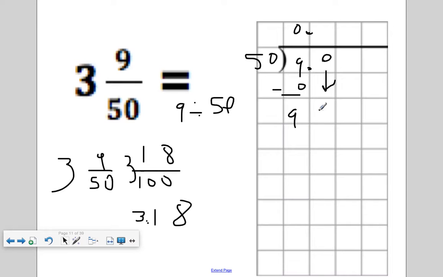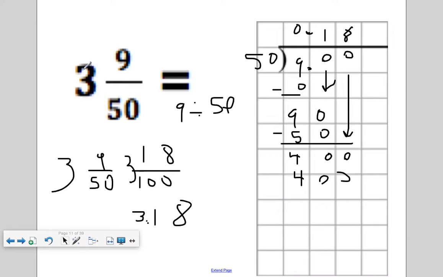I forget it myself. How many groups of 50 go into 90? Well, of course, only one group, because 2 groups is 100. That's too big. 40. How do I get rid of this 40? Add another 0. Bring it down. How many groups of 50 go into 400? 50, 100, 150, 200, 250, 300, 350, 400. 8 groups. Hey, I see the decimal of 0.18. But what's the whole number? So it's 3 plus 0.18, which is equal to 3 and 18 hundredths. It's equivalent to 3 and 9/50.